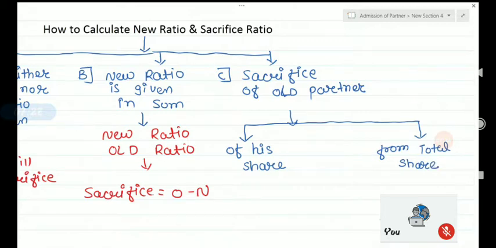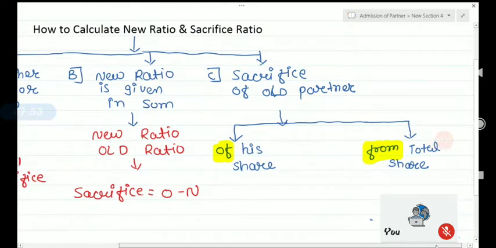And the method of both of these calculations will change. Now see, you need to clearly focus on this word, whether it is off or it is from. Whether it is off or it is from. Because when off is given, calculation will be different, and when from is given, calculation will again be different.